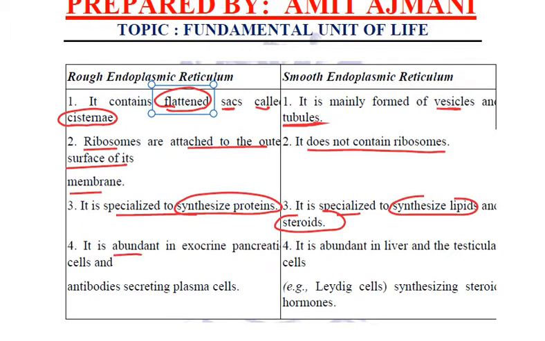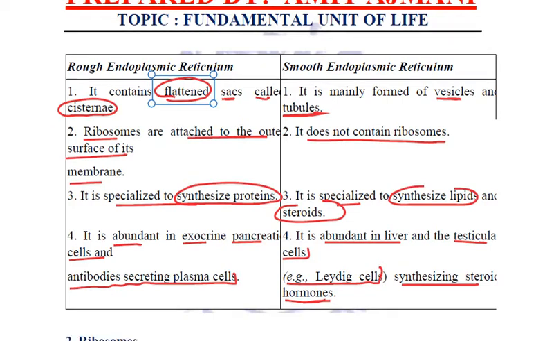RER is abundant in exocrine pancreatic cells and antibody secreting plasma cells, whereas SER is abundant in liver and the testicular cells, which are called Leydig cells. There it synthesizes steroidal hormones. So these are a few differences between RER and SER. This is our first cell organelle. Rough endoplasmic reticulum, smooth endoplasmic reticulum, both are types of ER, that is endoplasmic reticulum.